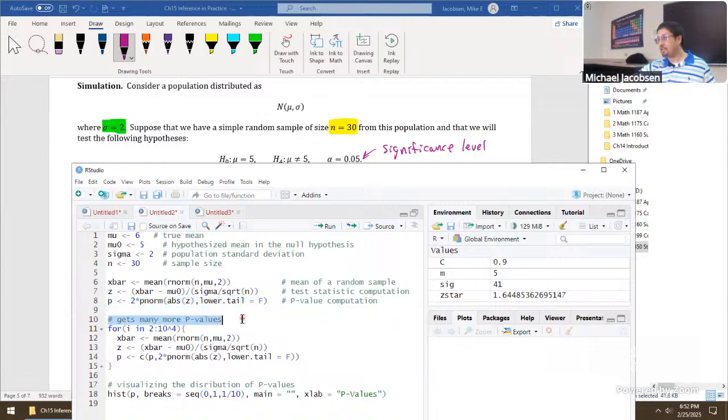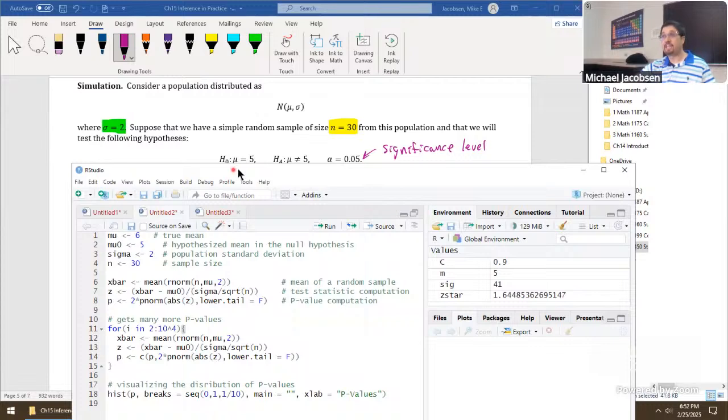And then next, we want 10,000 p-values altogether. So this is the remaining syntax. We just do a for loop to redo all that syntax a whole bunch more times. This statement here is telling us to combine the old p-value p with a new p-value. So this 2 pnorm all the way up to the end is just this part right here again. We just add a new p-value every single time we loop through here. Then this is just going to give us a histogram of all those p-values once we obtain them.